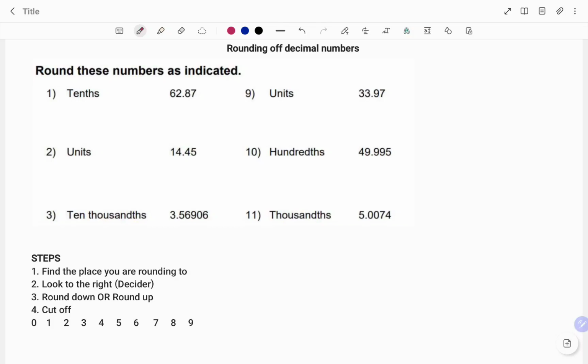In this video, I'm going to show you how to round off decimal numbers. When you're rounding any number, you're trying to get a close or approximate value to the number you're working with. The steps to take are: 1.